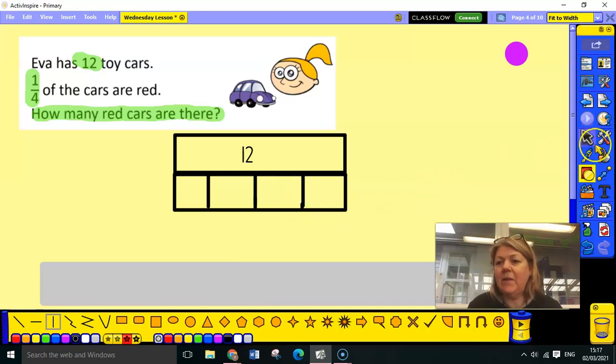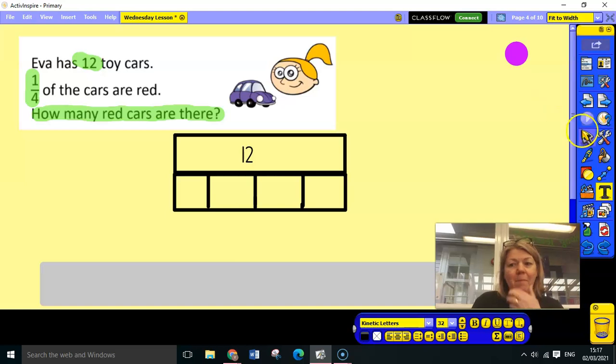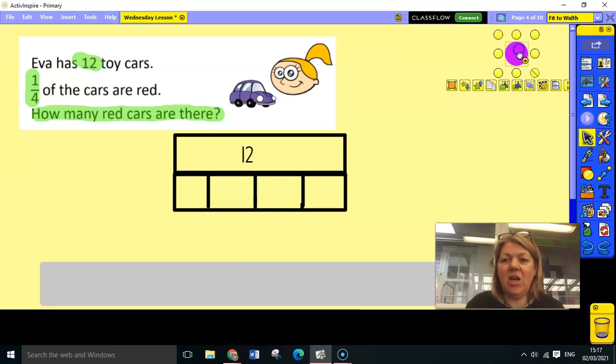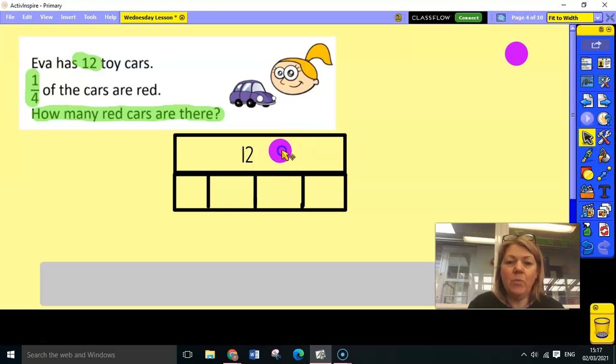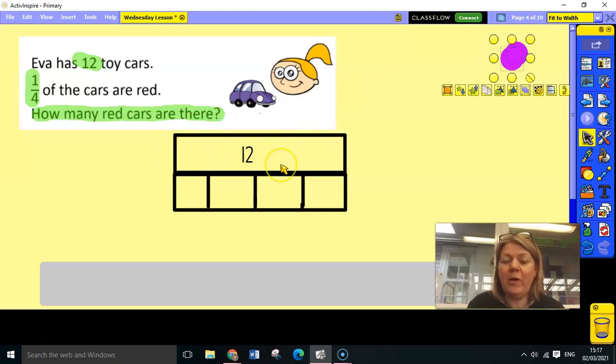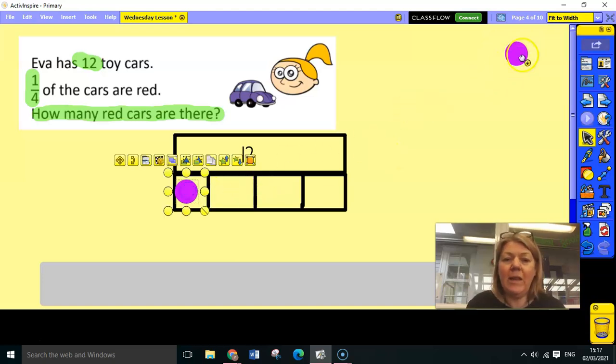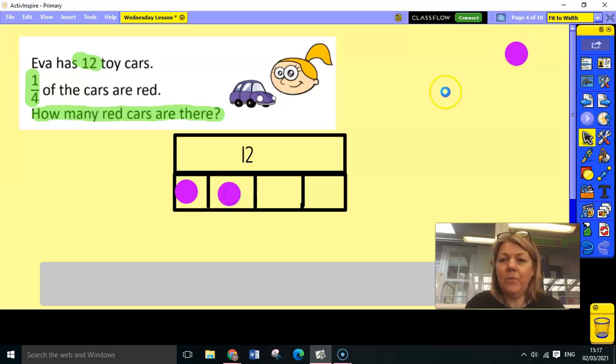They're not too bad. Okay, so I'm going to imagine that this is a car, and I know that Eva's got 12 of them. So I could pop 12 in here in the top of the bar, but I'm not going to, but you could draw 12 dots in there. And I know that if I'm finding a quarter, if I'm sharing between these 4 equal parts, that it's got to be equal. So I'm going to put 1 in there, 2, 3, 4.